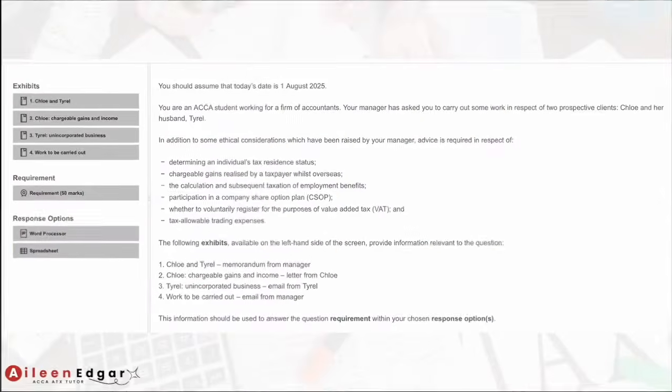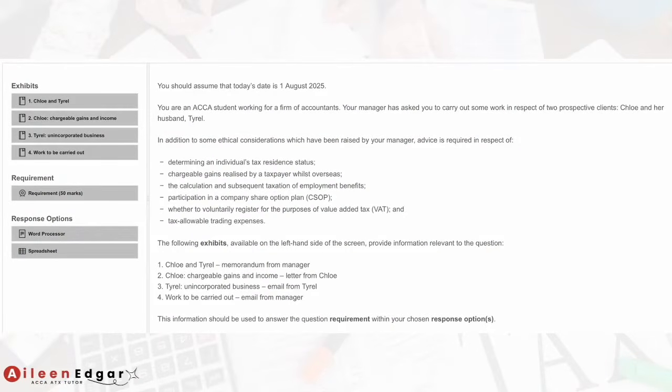The first thing that you're going to see when you open up a 50-mark question, if you're doing it on the ACCA practice platform, is a list of exhibit tabs on the left-hand side. If you're looking at past papers that are in a PDF format, say in an exam kit, then they will have the exhibits listed below this first summary of information instead. But you can still get used to looking for each exhibit, and the tips that I explain in this video are going to help you nonetheless.